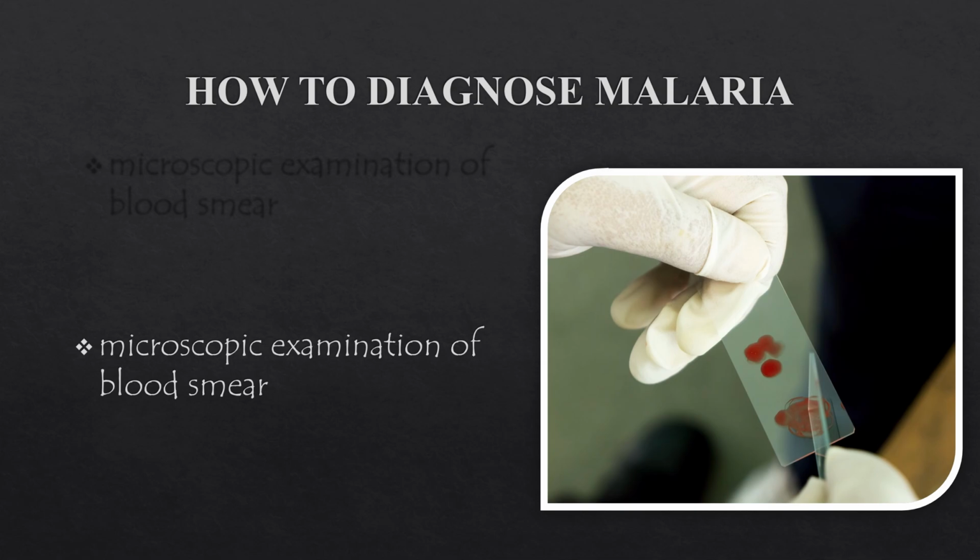We have two ways of testing for malaria, or how to diagnose malaria. Firstly, we'll be talking on the microscopic examination of blood. In this type of diagnostic or laboratory test, the suspected individual's blood is taken to the laboratory and is viewed under a microscope to determine which type of Plasmodium parasite is present in the suspect's blood.